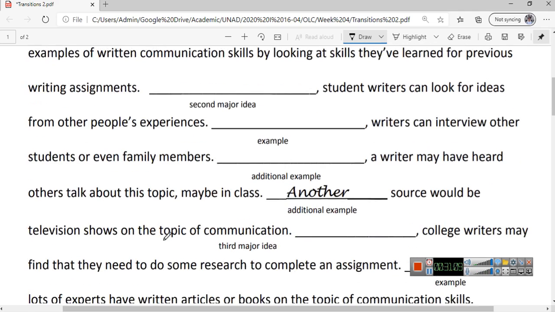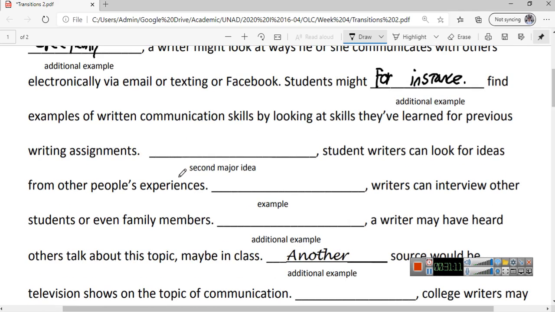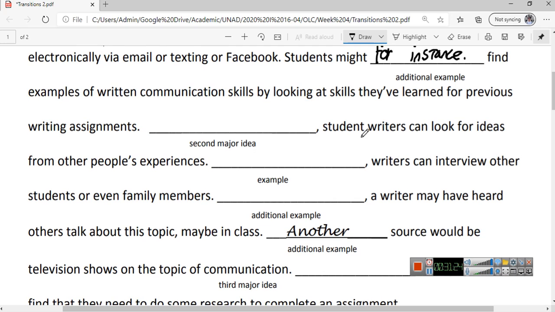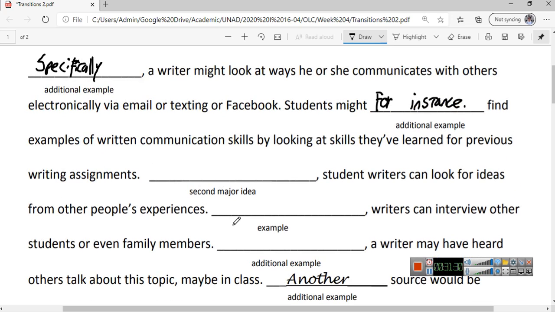Now, second major idea. We're adding more information. Now we don't have to make an example. We need to add more information, introduce more information. We have students, writers can look for ideas from other people's experiences. So, Dainer, how would you start a second major idea?